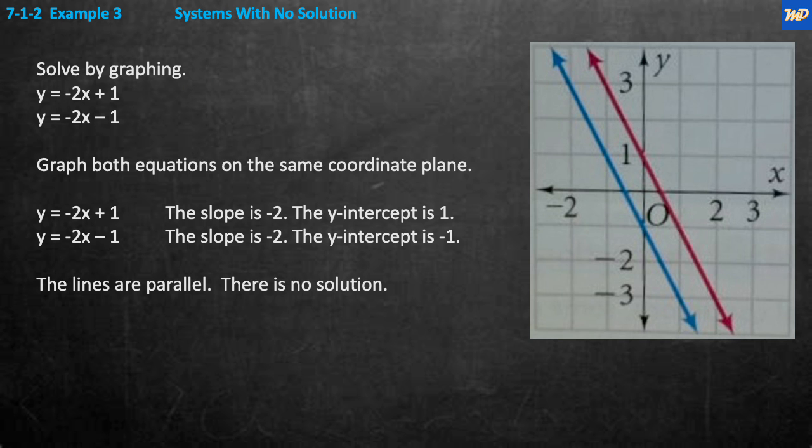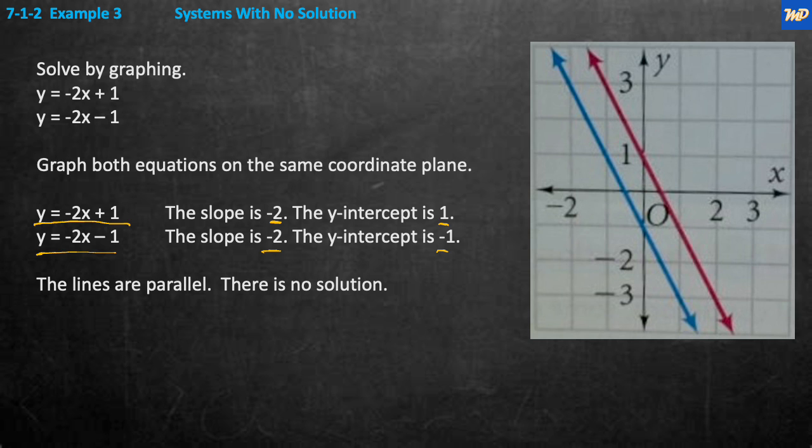Okay, example 3, systems with no solutions. Solve by graphing. y equals negative 2x plus 1, and y equals negative 2x minus 1. So what do we see here? Graph both equations on the same coordinate plane. Well, we see the slopes are about the same. The things that are different are the y-intercepts. The slope is negative 2, the y-intercept's plus 1. And on the second one, we have negative 2 is the slope, same slope, and negative 1. When the slopes are identical, that means the lines are parallel.